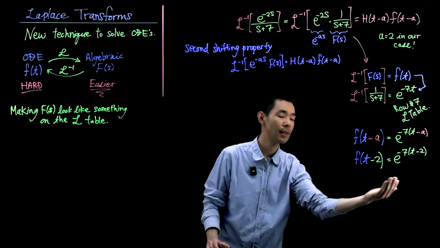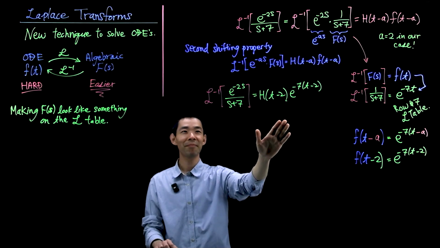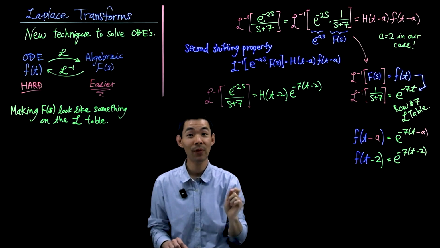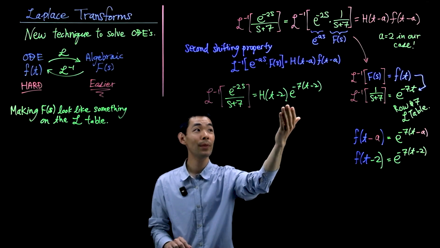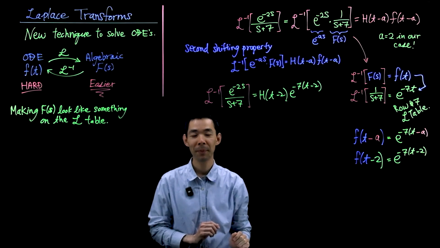It just becomes this, and we have our final solution. Just like that. So the Laplace inverse of this function is equal to the Heaviside step function shifted by time 2, e to the -7, again, shifted by t minus 2.